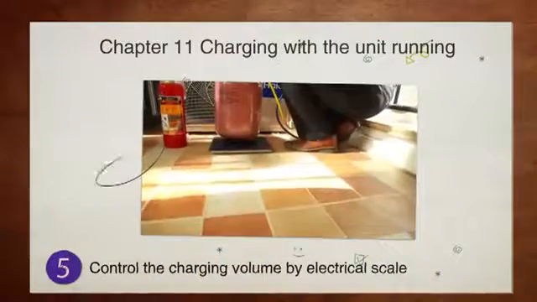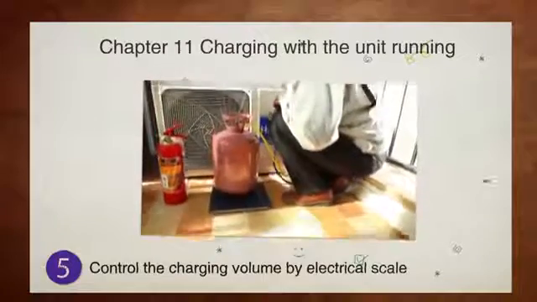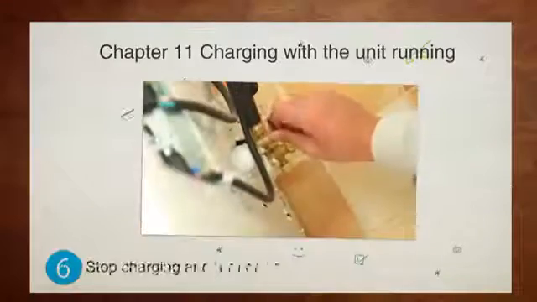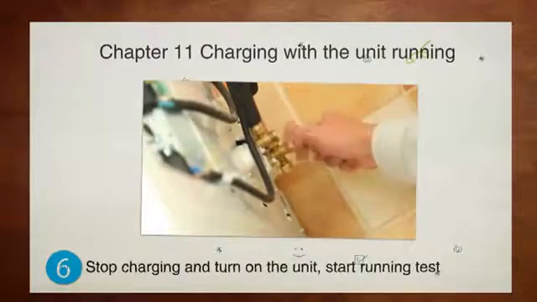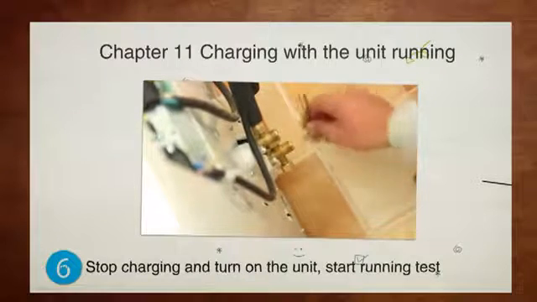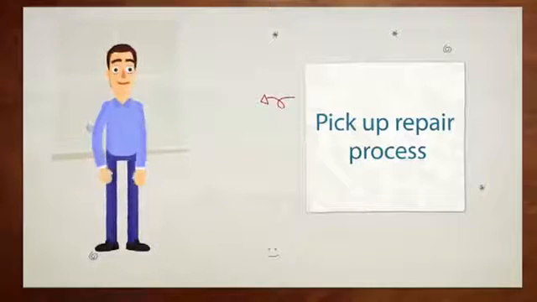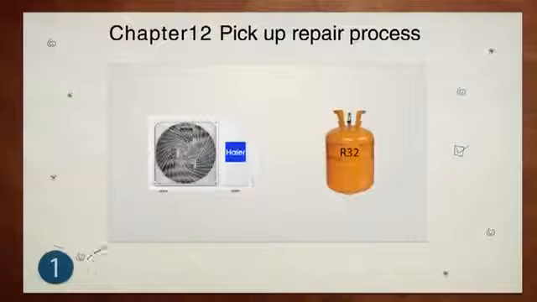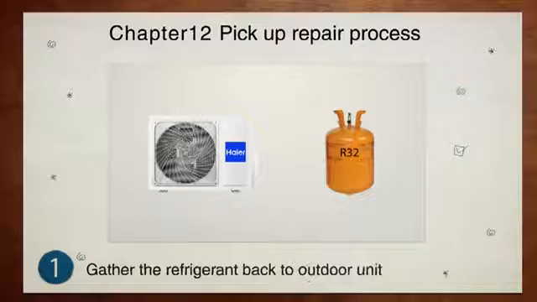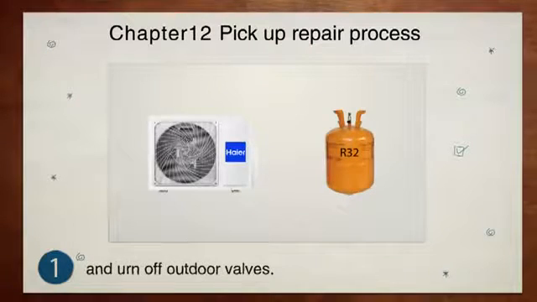Number 5. Control the charging volume by electrical scale. Number 6. Stop charging and turn on the unit. Start running test. Chapter 12. Pickup repair process. Number 1. Gather the refrigerant back to outdoor unit and turn off outdoor valves.